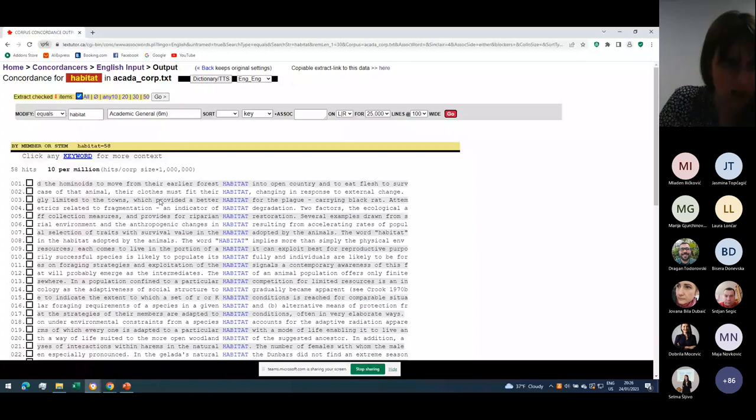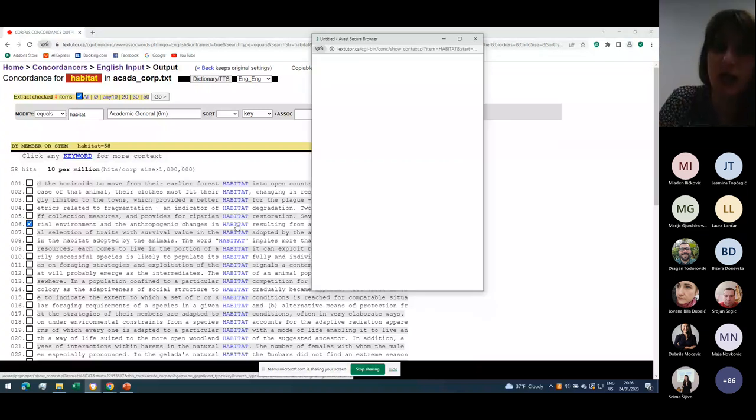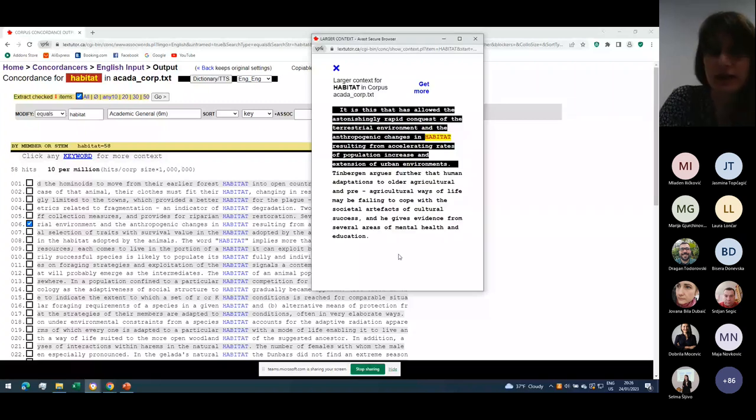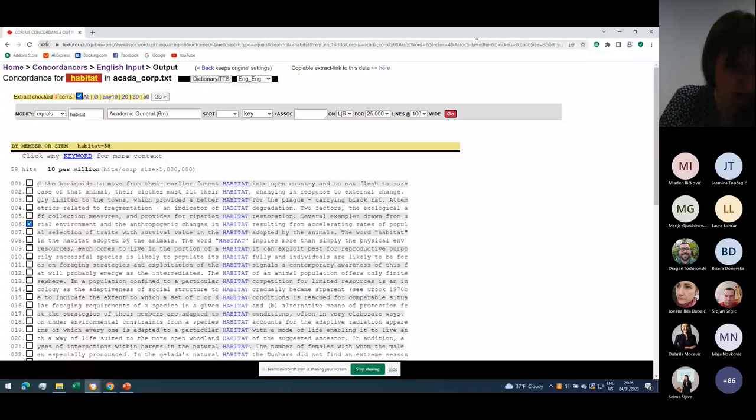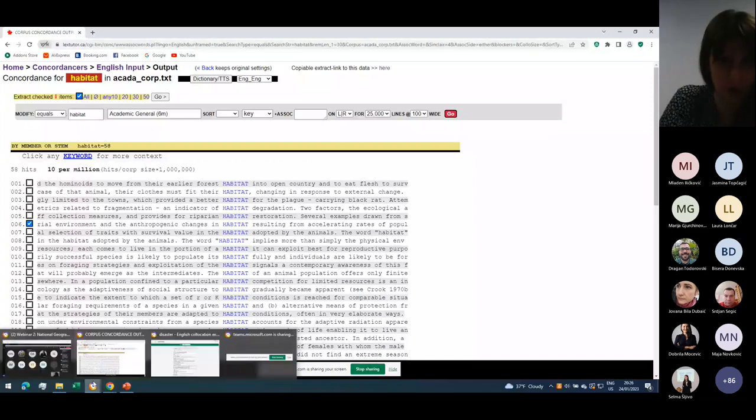For example, I'm interested in this one, anthropogenic changes in habitat resulting, and I would like to see a broader context. So I just click on this word and I get all the text. So this will definitely help you in preparation of your articles, not just an essay. So this was one tool I wanted to show you.